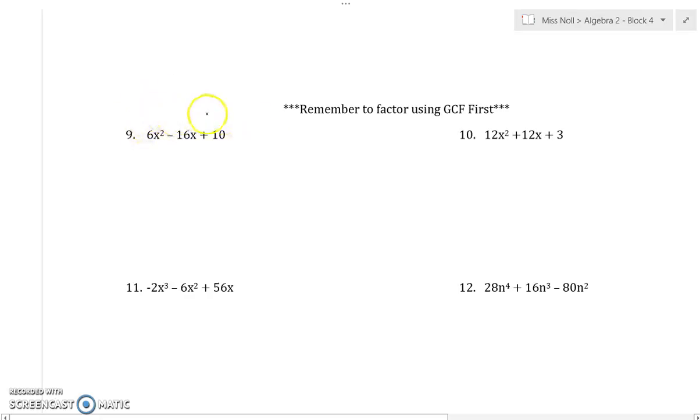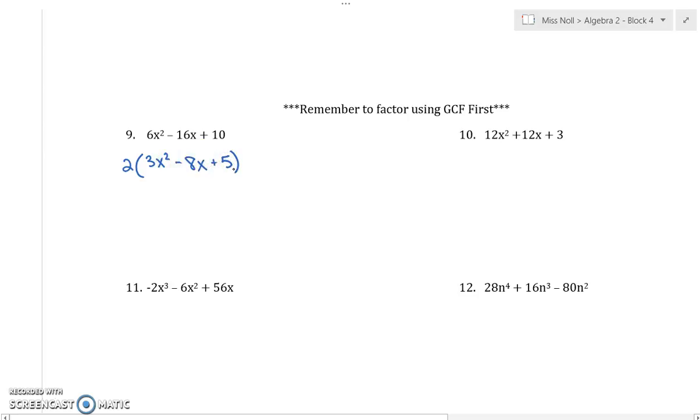So we have 6x squared minus 16x plus 10. The greatest common factor of all these terms is 2. So I'm going to go ahead right from the beginning and factor out a 2. I have 2 times 3x squared minus 8x plus 5.